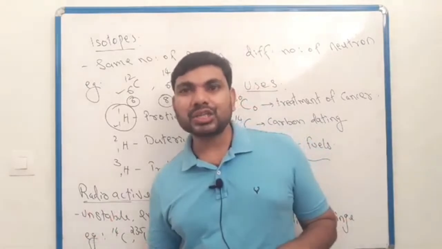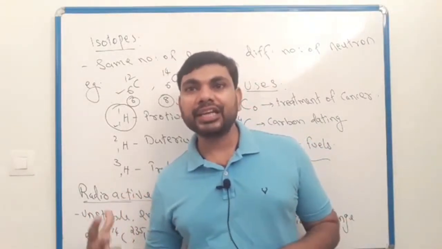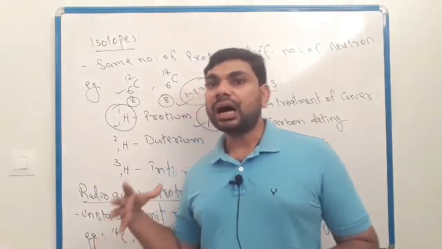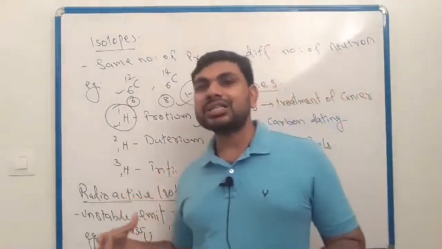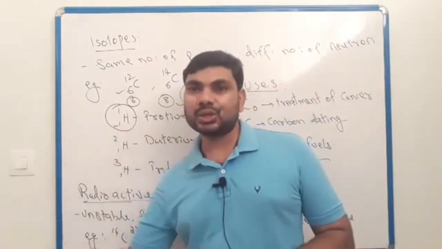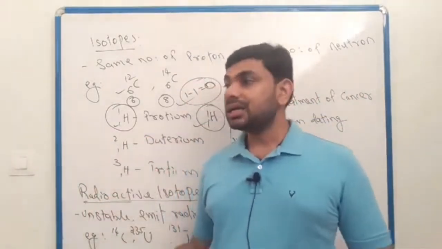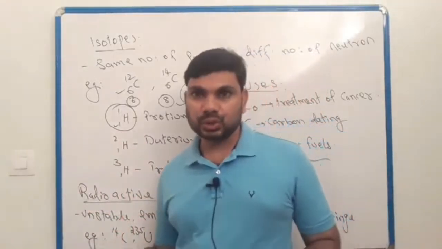So radioactive isotopes are not stable. They emit harmful radiations, alpha, beta and gamma radiation. After emitting harmful radiation, this radioactive isotope changes to another isotope. Okay, this element will change to another element. Such types of isotopes are called radioactive isotopes.